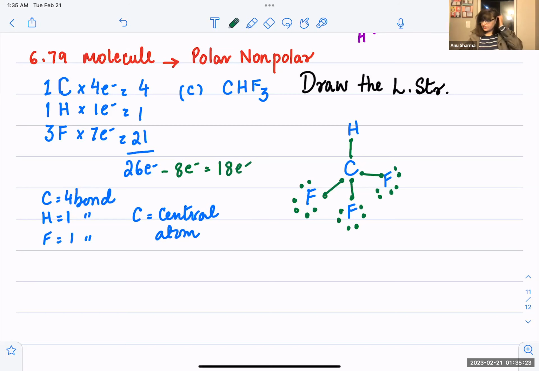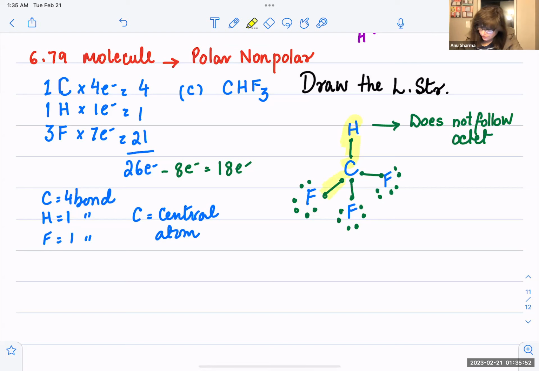18 electrons. Okay. So we see here, because hydrogen, keep this in mind, does not follow the octet. So this is the reason why I didn't do it on hydrogen. I started with fluorines, filled those up first, okay? So now you see hydrogen only needs 2 electrons, and hydrogen is getting 2 electrons. Each of the fluorines have 8, the bonded ones are octets.